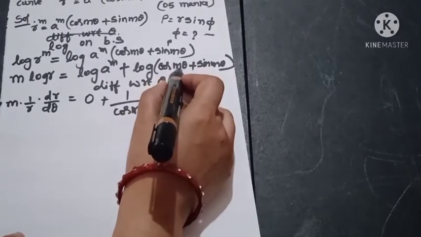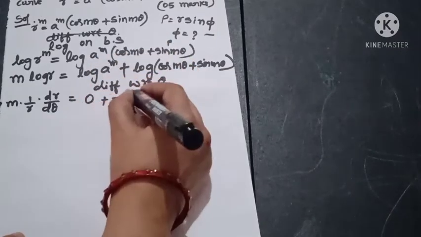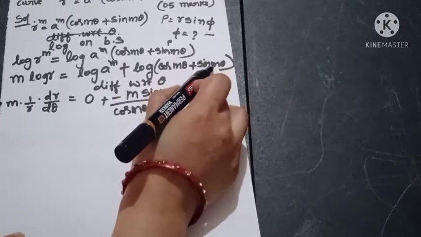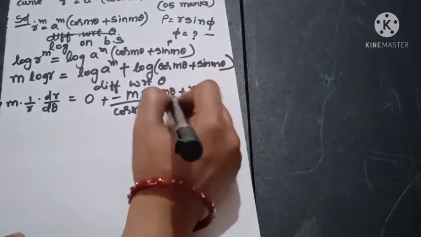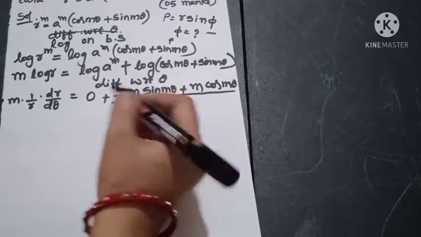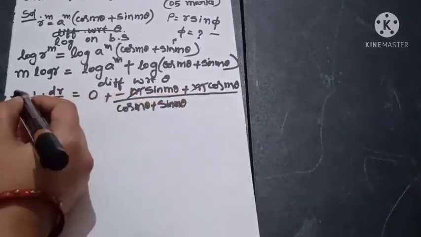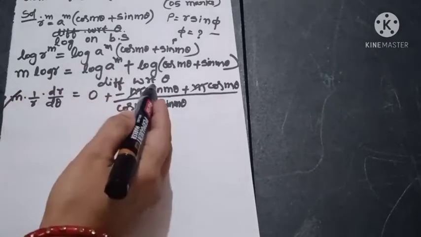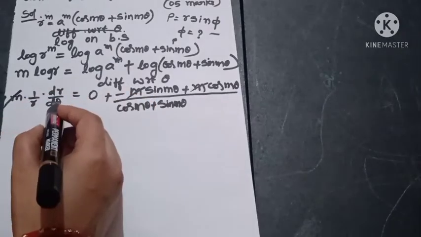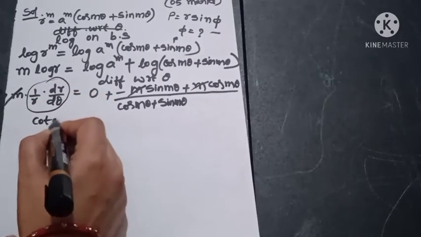Multiplied by the derivative: the differentiation of cos m theta is minus sin m theta into m, that is minus m sin m theta, plus the differentiation of sin m theta, which is cos m theta into m. If I take this m as a common factor, it gets cancelled with the m on the LHS. We are left with 1 over r dr by d theta, which is nothing but cot phi.